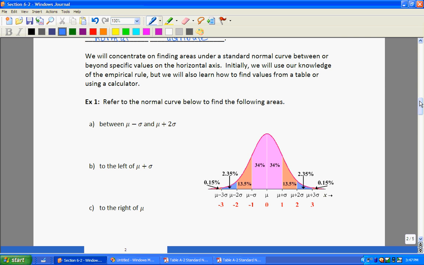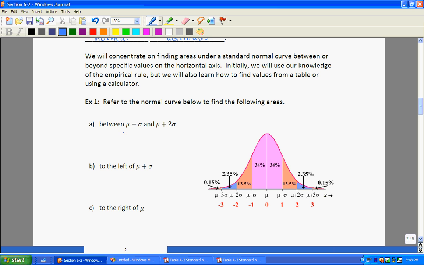Example 1. Refer to the normal curve below to find the following areas. So this one's kind of defined for you. Notice that between -1 and 1, we have two pieces that are 34. Well, if we put those together, there's our 68. And if we add on 13.5 on one side and 13.5 on another side, that's going to give us a total of 95, and so on as we go out into the tails. So we're going to use that picture to find the area under the curve between the given values here.